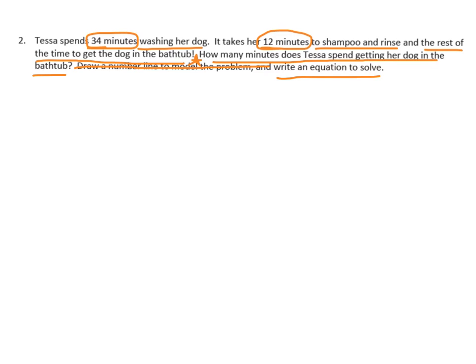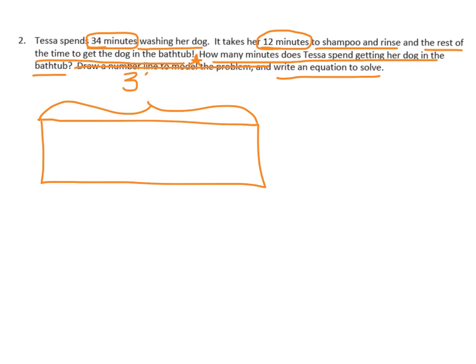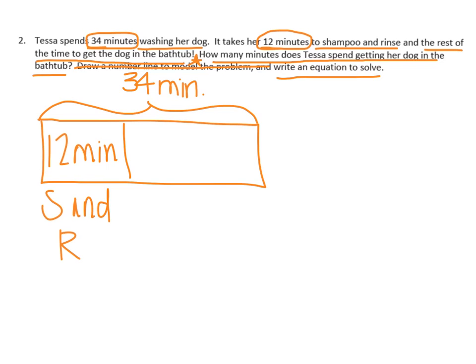So I'm going to start at the very first sentence and just take it sentence by sentence based on the information they gave me. So it says, Tessa spends 34 minutes washing her dog. So that means I'm going to draw a big piece of tape. She spends that whole time washing her dog, so that is going to be the total of 34 minutes. It takes her 12 minutes to shampoo and rinse. So I'm going to write S for shampoo and R for rinse. The rest of the time, it takes her to get the dog in the bathtub. So I'm just going to leave that as a question mark. They want to know how many minutes she spends getting her dog in the bathtub.